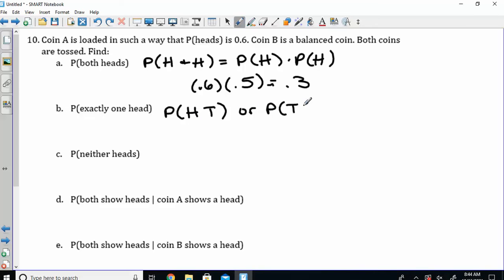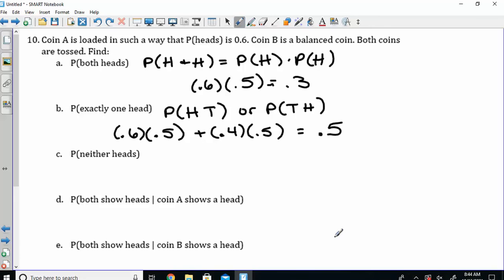Alright, probability of exactly one head. So that could mean there's heads on the first and tails on the second, or tails on the first and heads on the second. So heads on the first, there's a 60% chance. What about tails on the first? Tails on the first is 0.4, plus heads on the second is 0.5. So if you multiply, you get 0.3 plus 0.2, so 0.5.